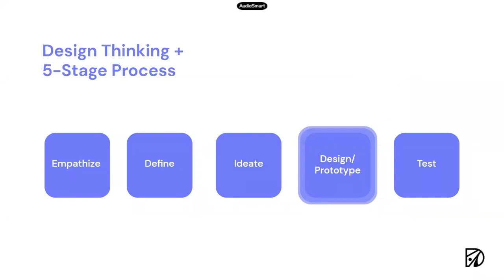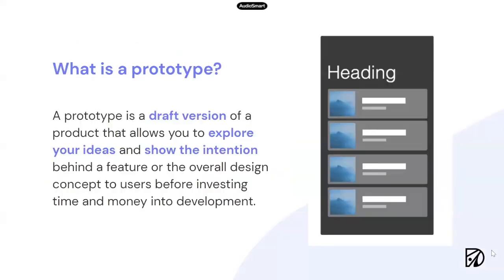So for the design thinking process, there are five main stages. There's empathize, define, ideate, design slash prototype, and test. And today we'll be focusing on designing slash prototyping. So what is a prototype? A prototype is a draft version of a product that allows you to explore your ideas and show the intention behind a feature or the overall design concept to users before investing time and money into development.